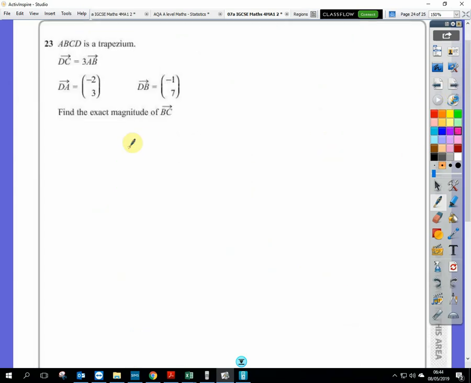Okay, so we have question 23. ABCD is a trapezium. Now I want to draw a little sketch of the trapezium, and I'm just going to think about how to draw the sketch.